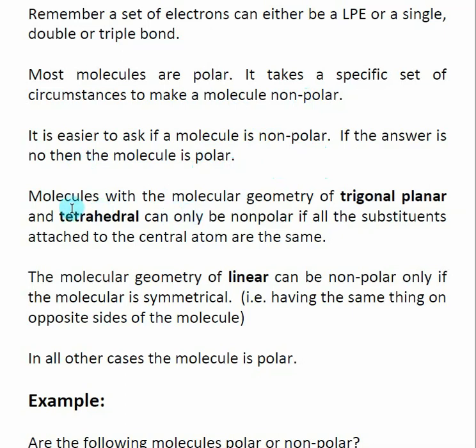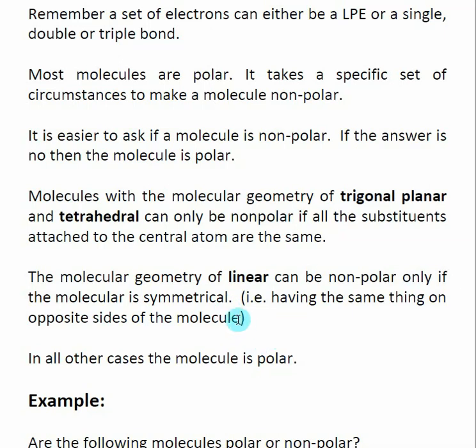So with this, molecules or central atoms with the molecular geometry of trigonal planar and tetrahedral can only be nonpolar if all the substituents, by that I mean the things that are attached to my central atom, are all the same. That's the only way that those 2 geometries can be nonpolar. So if I have 2 different types of substituents, it's polar. Same thing with the molecular geometry of linear. The only way a linear molecule can be nonpolar is if the molecule is symmetrical. By that I mean it has the same things on opposite sides.